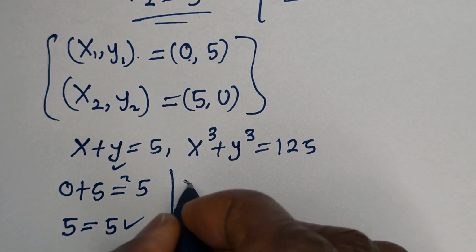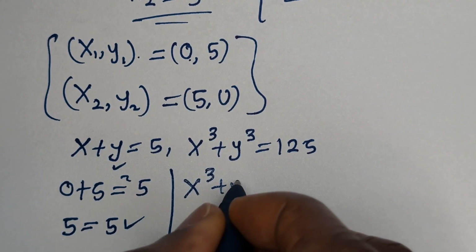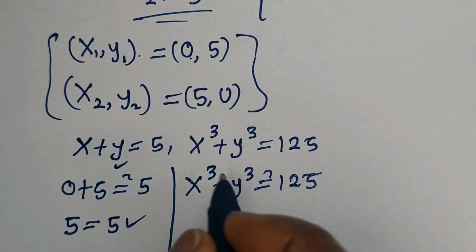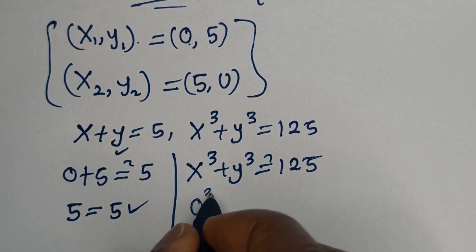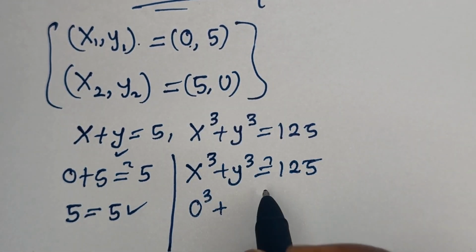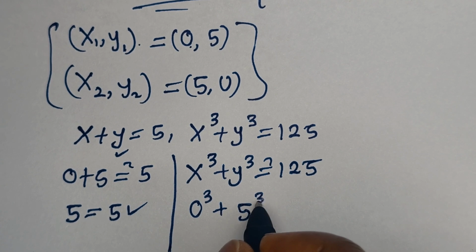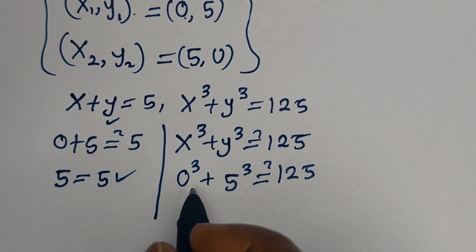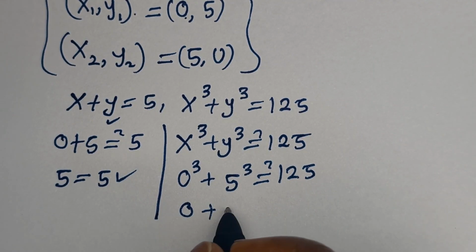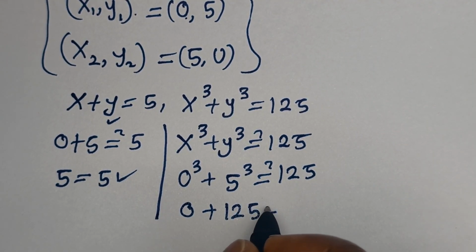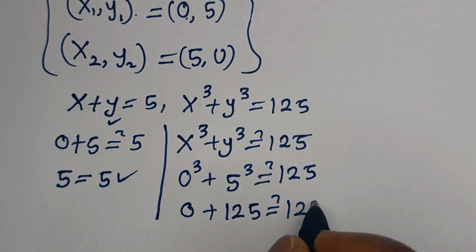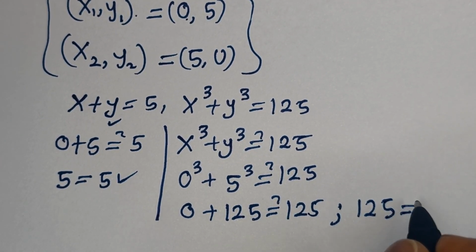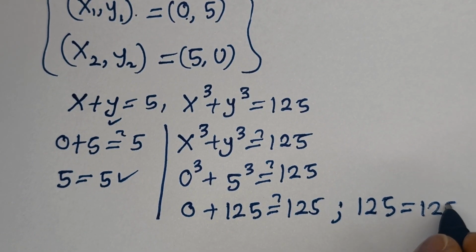Let's consider this. x raised to power 3 plus y raised to power 3 must be equal to 125. When x is 0, we have 0 raised to power 3 plus, when y is 5, we have 5 raised to power 3, which must be equal to 125. Then this is 0 plus 5 raised to power 3, 125, must be equal to 125. And of course, 125 is equal to 125, which is true.